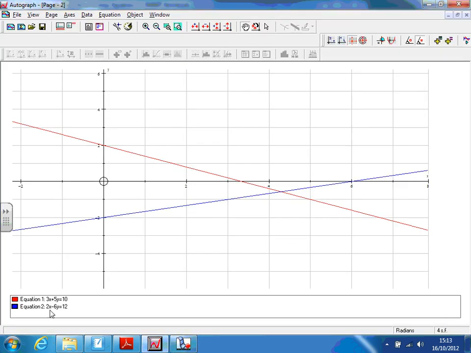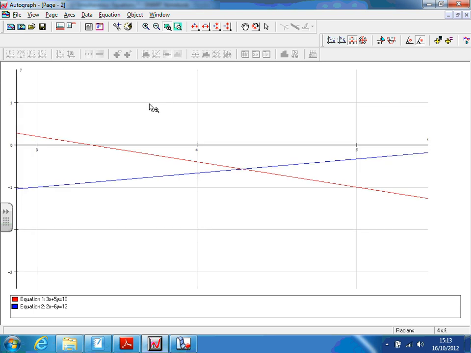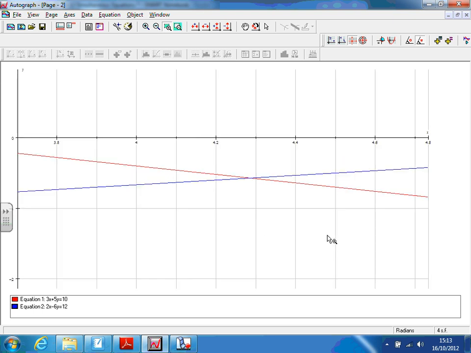So if we plot these two graphs, here they are, 3x plus 5y equals 10 and 2x minus 6y equals 12. They're crossing around here, so I know that there are values for x and y that satisfy them. All I've got to do now is zoom in on this part of the graph enough times to get a decent solution.